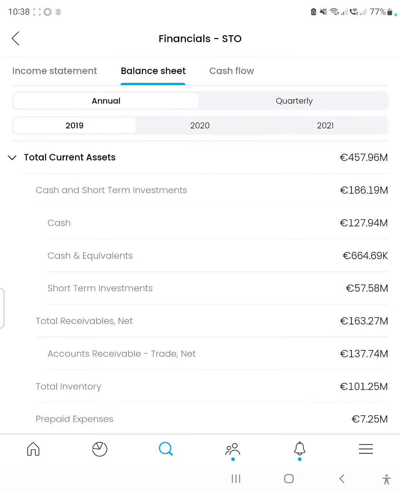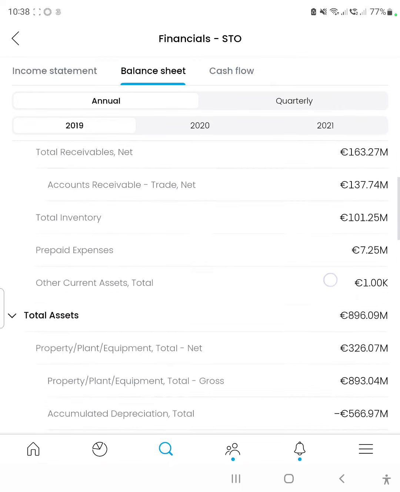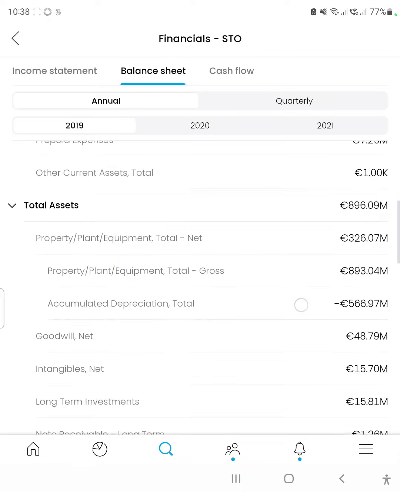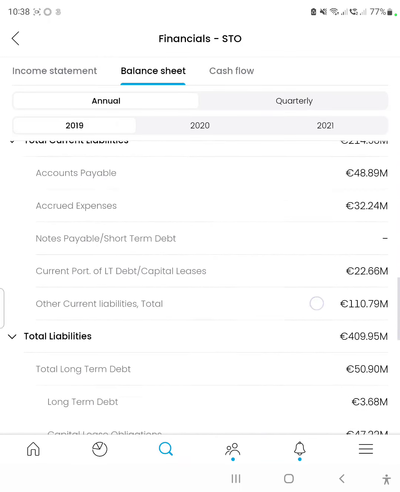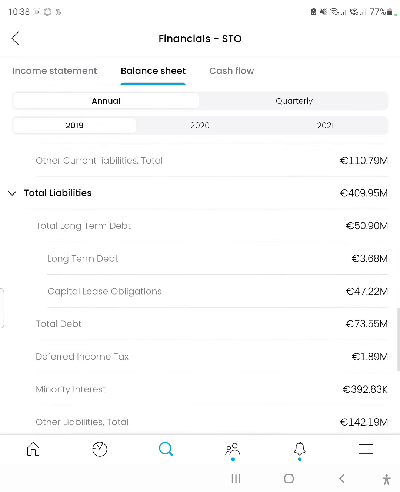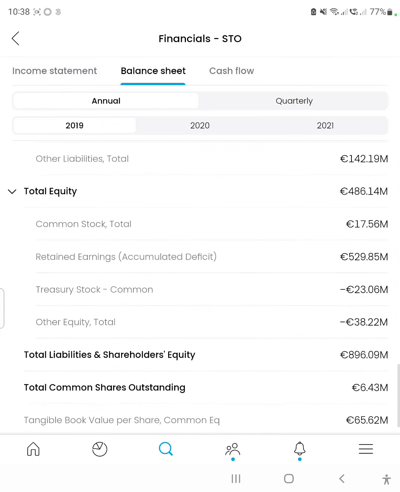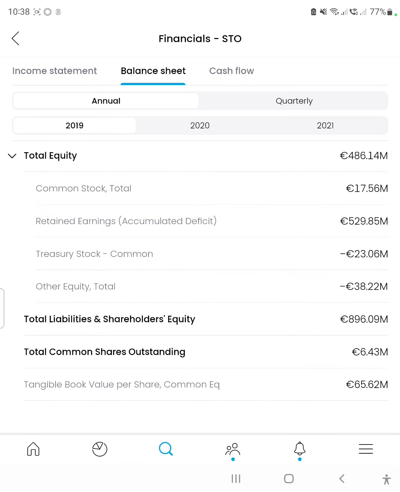The total current assets are 457 million euros. Total assets are 896 million euros. Total current liabilities are 214 million euros. Total liabilities are 409 million euros. Total equity is 486 million euros. Total liabilities plus shareholders' equity is 896 million euros. Total common shares outstanding are 6.43 million. Tangible book value per share is 65 euros.